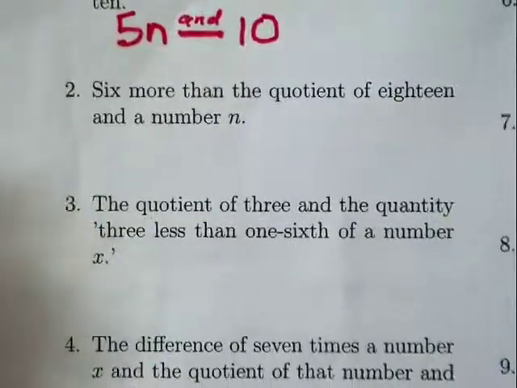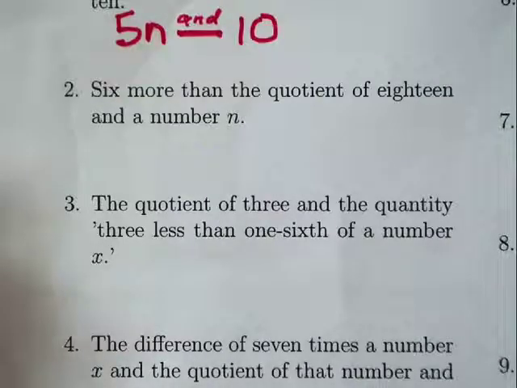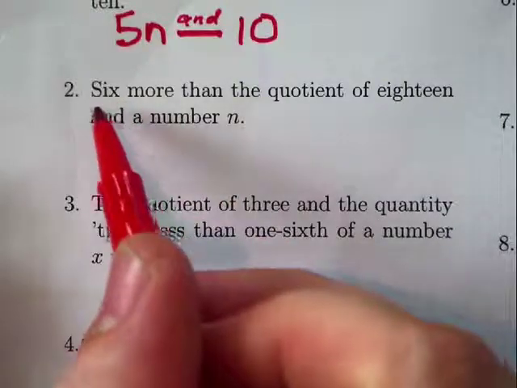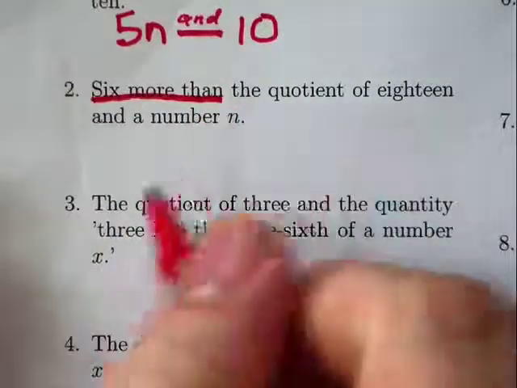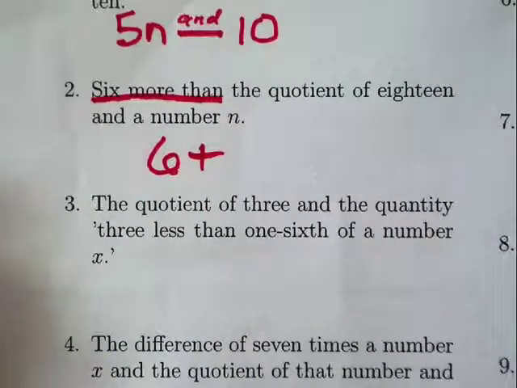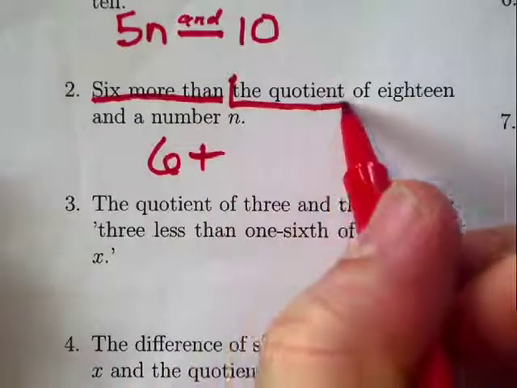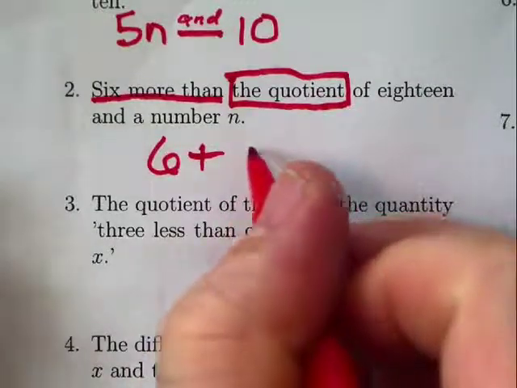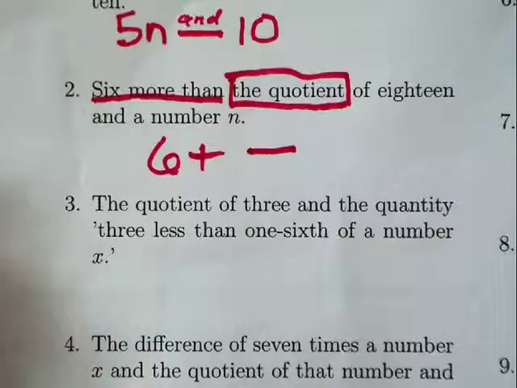Number 2. 6 more than the quotient of 18 and the number n. Okay, just like before, we don't want to read the whole thing. We just want to start at the beginning. 6 more than. Okay, 6 more than means I'm going to be adding 6 to something. So 6 more than the quotient. So we're going to do a division sign. So I'm going to put a fraction bar right there.